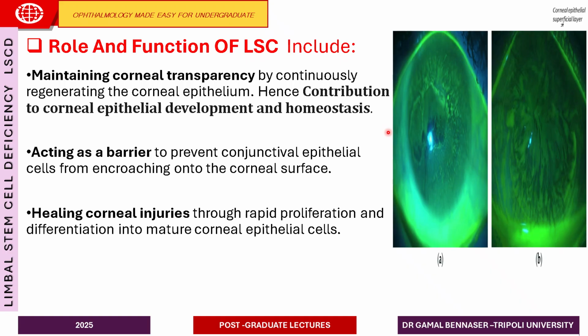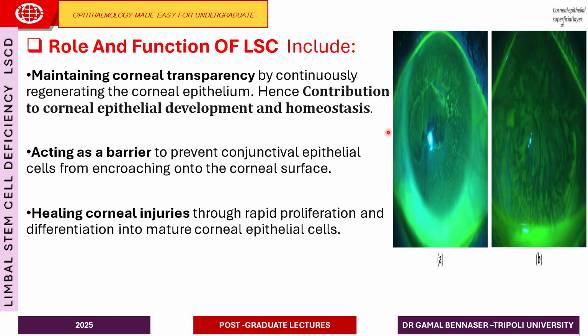Another important role for the limbal stem cells is its role mainly in the healing process that happens when there is any conjunctival corneal abrasion or corneal ulcer. It has a major role in the healing process through its potential capacity for rapid proliferation and differentiation into mature corneal epithelial cells.